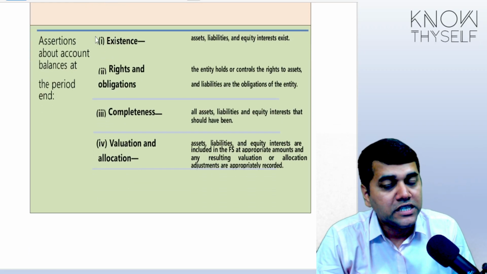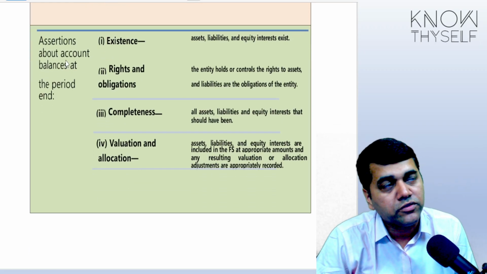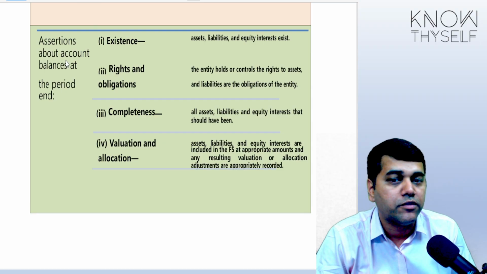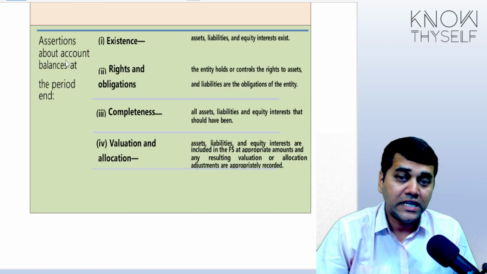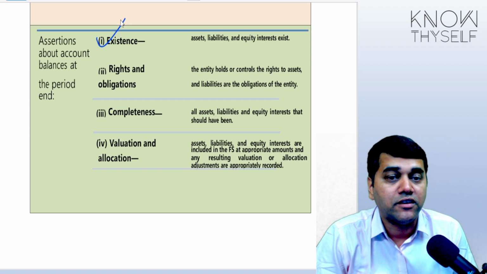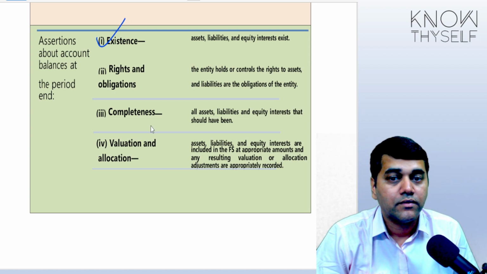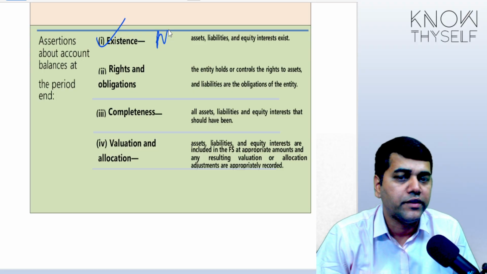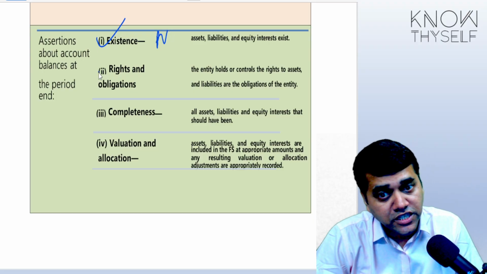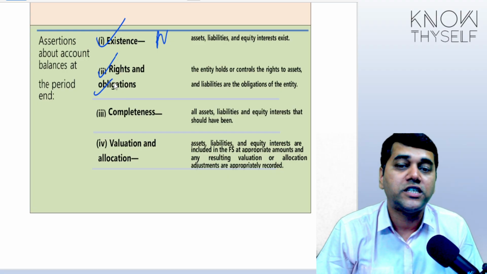When it comes to the balance sheet, assertions will change because the nature of the items in the balance sheet is different from P&L items. So for a balance sheet, you tell whether it is existing on the balance sheet date. How do you find out? By doing physical verification. Now, what if it is existing? Is it your asset or obligation?